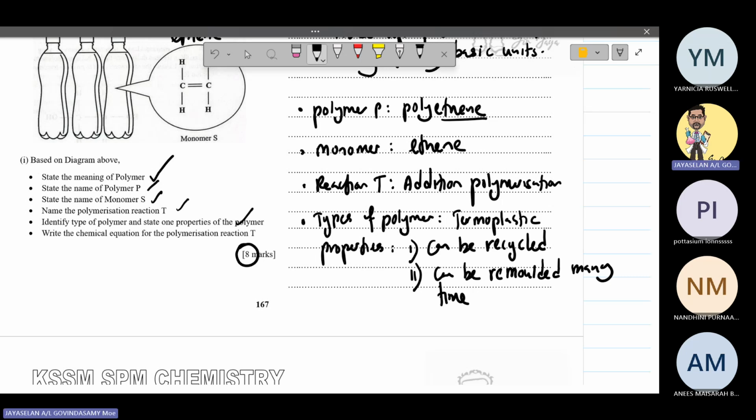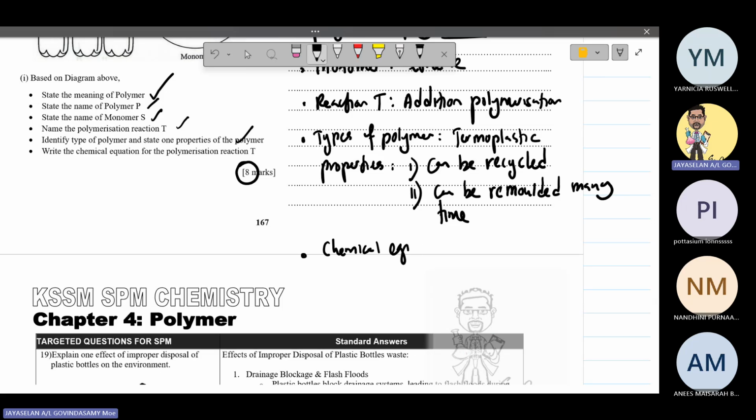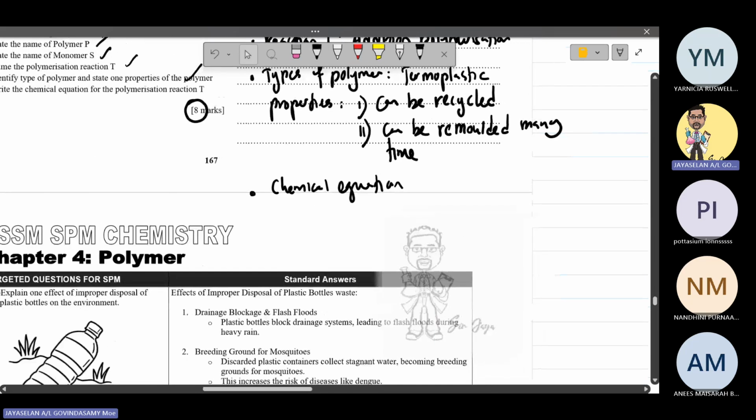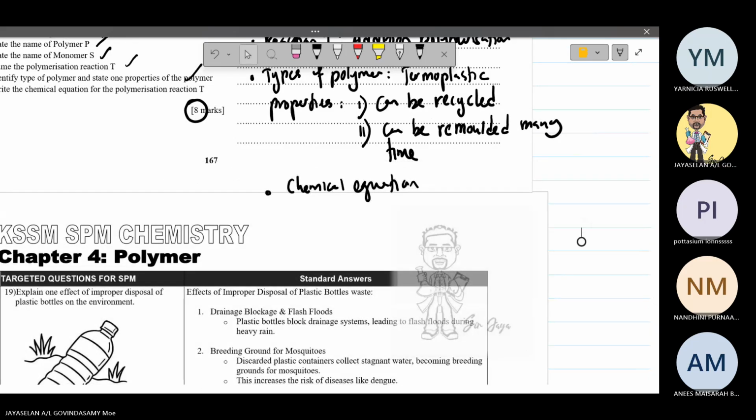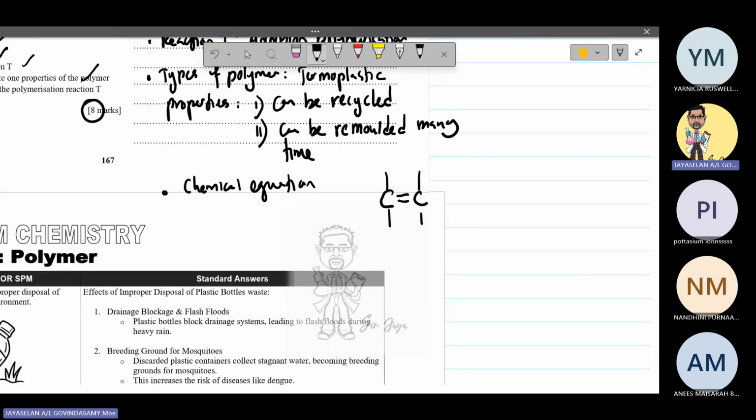So I already answered this question. Write down the chemical equation for this reaction. So I go for the second one, chemical equation. How to do the chemical equation for the addition polymerization of ethene? So I do here. How to do C double bond C, up and down, up and down. Ethene, right? So all H. After that, you put n in front. You can also close with brackets.